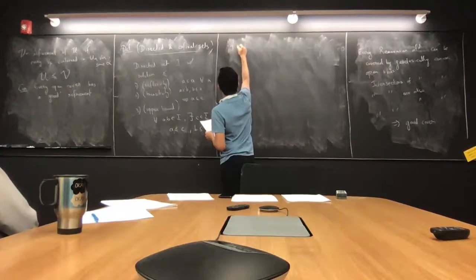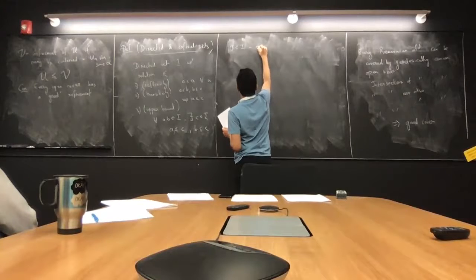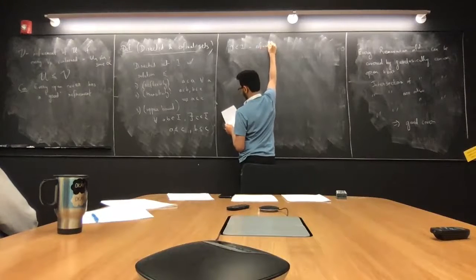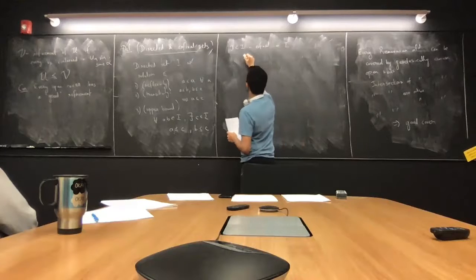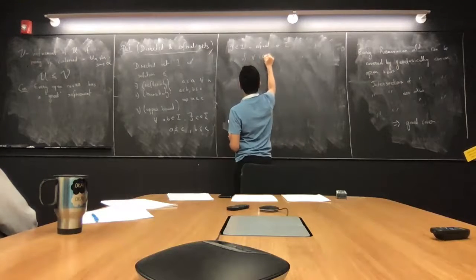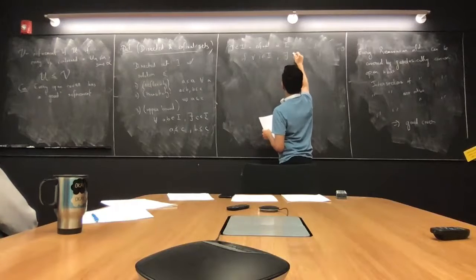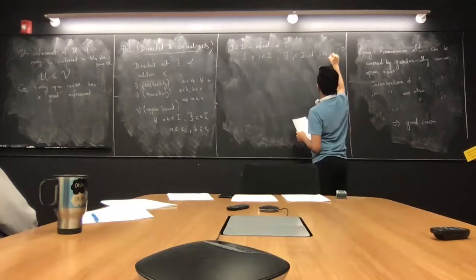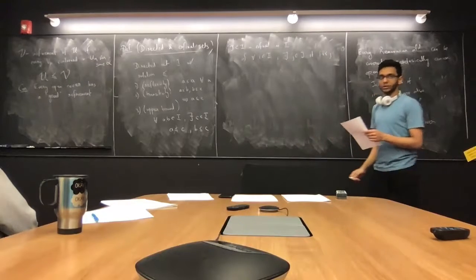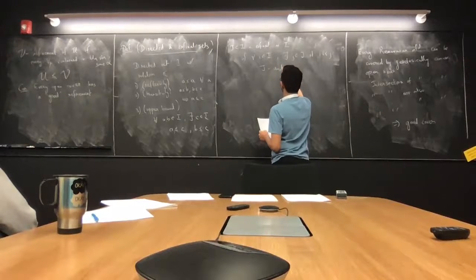So J, a subset of this directed set, is called cofinal in I if for all i in I, there exists a j in J such that i is less than or equal to j. So by this property, J is automatically a directed set in itself.